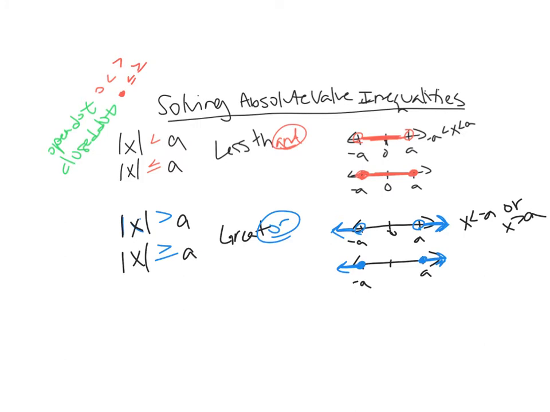So let's do some examples of these. How do we solve the absolute value of 2x minus 1 is less than 5? Your first step is always to isolate the absolute value. Well, this is already isolated, check. I already have absolute value on one side all by itself, so that part's already done.